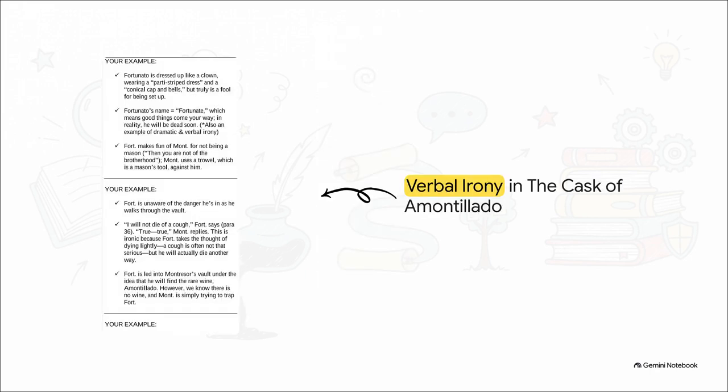Then there's verbal irony. This is when a character says or means the opposite of the literal meaning. In that exact same story, the victim's name is Fortunato. His very name implies he's fortunate or that good things are going to come his way. But the reality? Oh, he is doomed. Giving him that name is a brilliant use of verbal irony that adds a whole new layer to the story.